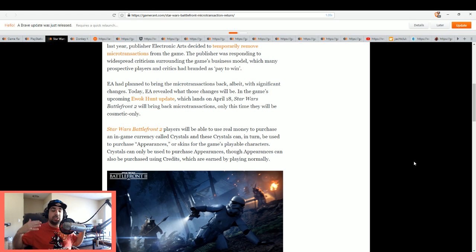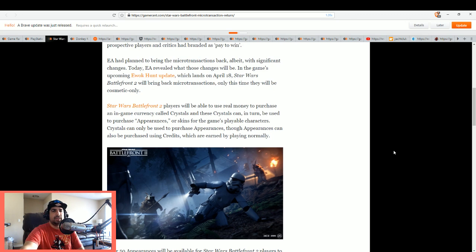But current year is 2018. They screwed up their entire fan base with Battlefront 2. Nobody cares about this game, but they are taking measures to try to fix it. Unfortunately, with them reintroducing microtransactions, it's clear that EA doesn't completely care about not having microtransactions. They want microtransactions in their game, whether you want them or not. So what they're doing is implementing the crystals, which can be used to purchase what's known as appearances or skins.